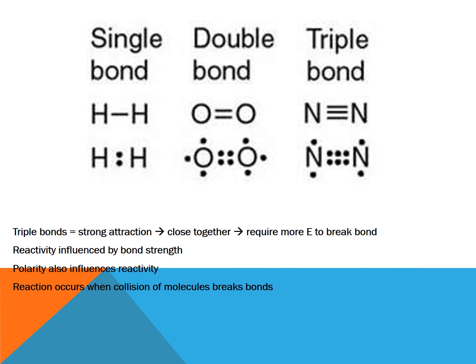So here we have single, double, and triple bonds. And triple bonds are the strongest attraction. They're closest together, and it's going to require more energy to break. And then the easiest one to break, you can see, is hydrogen, which kind of makes sense given its reactivity. Hydrogen is the most reactive of these three, and nitrogen is the least reactive of these three.